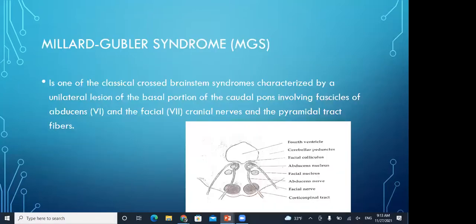Next, this is explaining pictures. Millard-Gubler syndrome, or MGS, is one of the classical crossed brainstem syndromes characterized by a unilateral lesion of the basal portion of the caudal pons involving fascicles of abducens, cranial nerve number 6, and facial, cranial nerve number 7, and the pyramidal tract fibers.